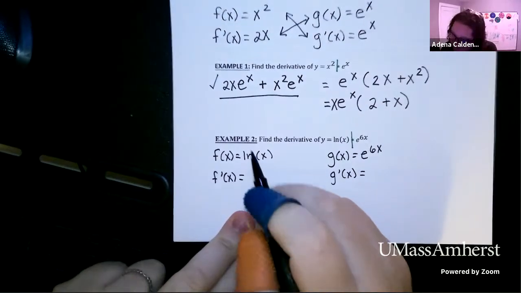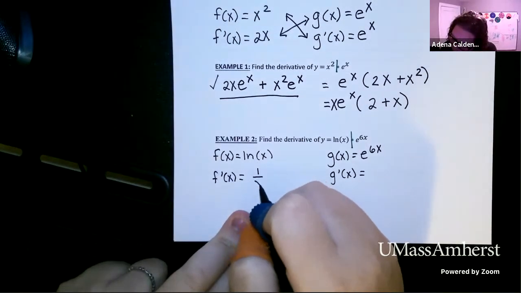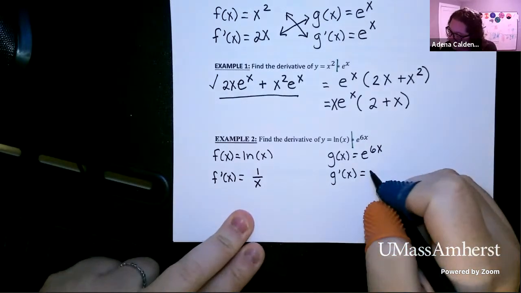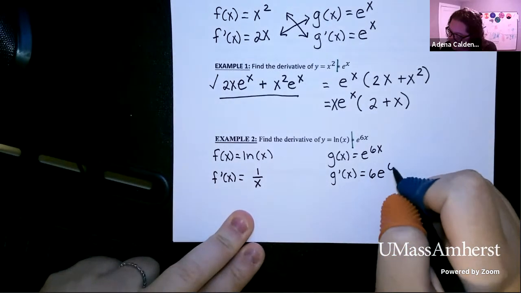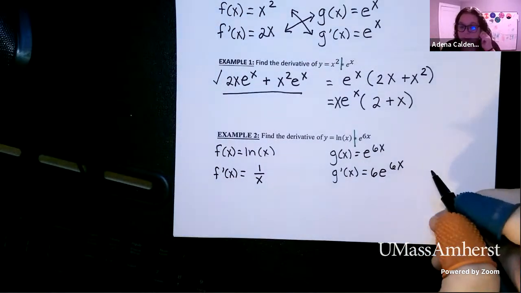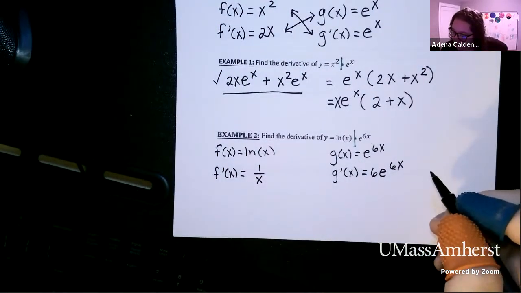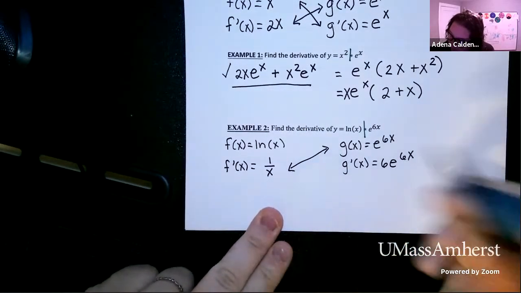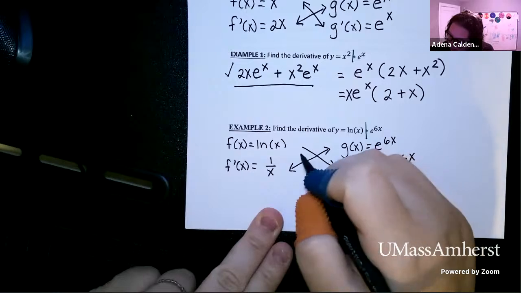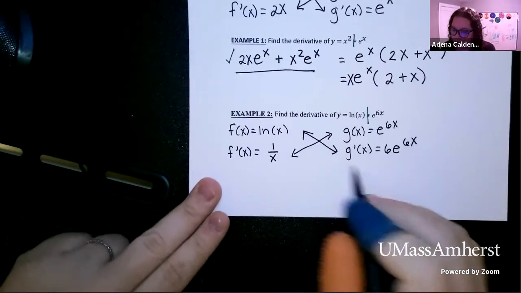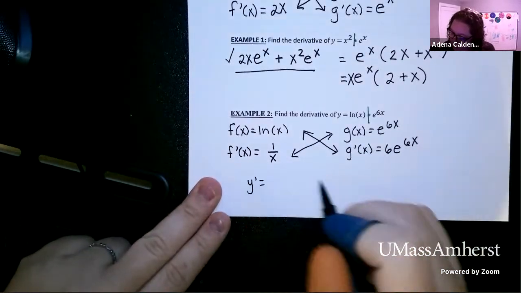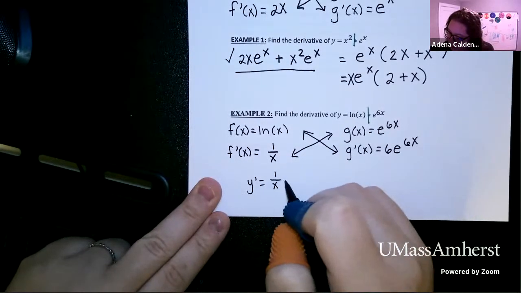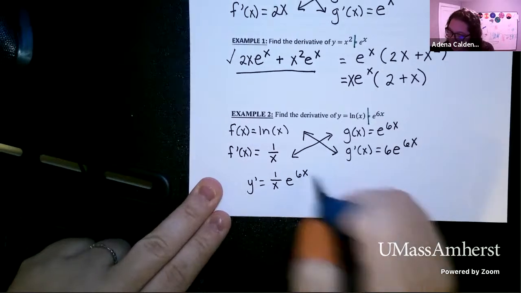The derivative of the natural log of x is 1 over x. The derivative of e to the 6x is 6e to the 6x. So remember, the 6 comes out when there's a constant up in the power. Now I need to multiply f prime times g and g prime times f to get the derivative that I want. So here, f prime times g, I have 1 over x e to the 6x.